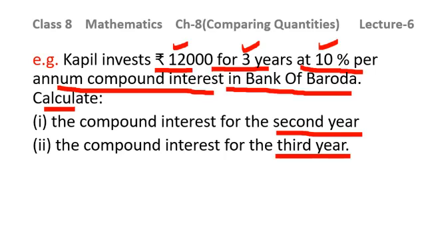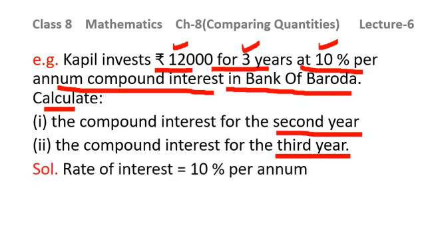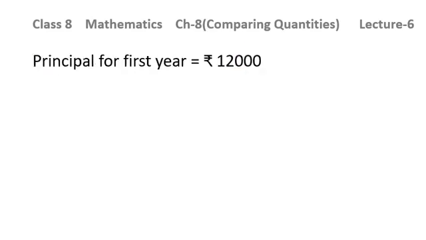And I told you that in case of compound interest, the amount of the previous year will be the principal for the next year. It will be more clear to you with the help of this example. Let us see the solution. Rate of interest is given to you as 10% per annum. Principal for the first year is 12,000.